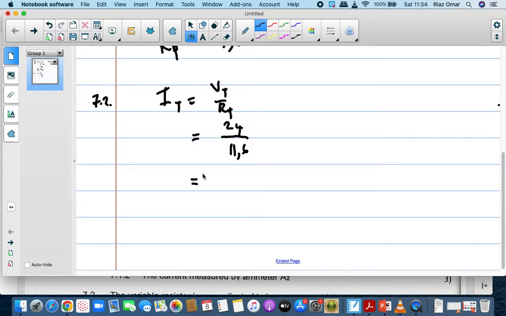11,6, gives us 2,07 amperes. So that is the total current in the circuit, right? So what do we have to say? We've got a total current in the circuit, and what do we have to calculate?